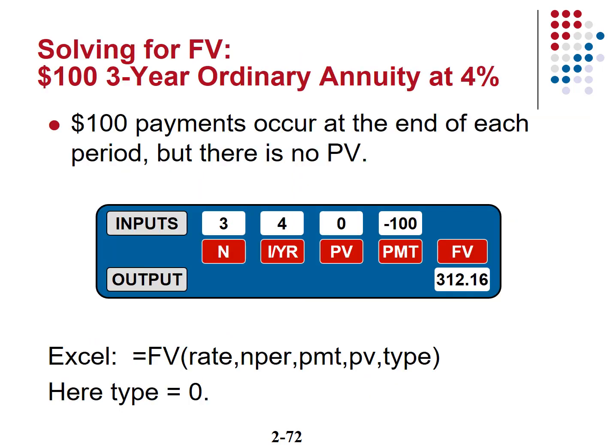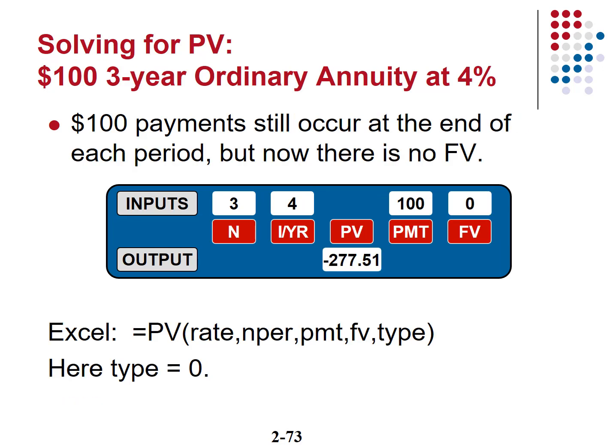First, let's look at an example of solving for the future value of an ordinary annuity. 3-year annuity, 4% annual rate, you deposit $100 each year. Payment is negative since you're depositing the $100. Future value will be positive. Present value is 0 because you are not starting with any money in the account.